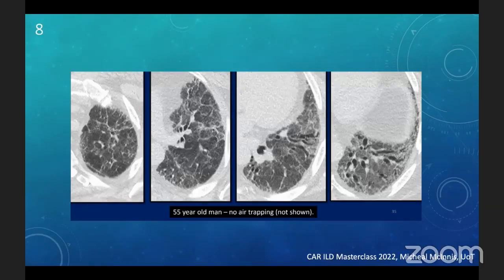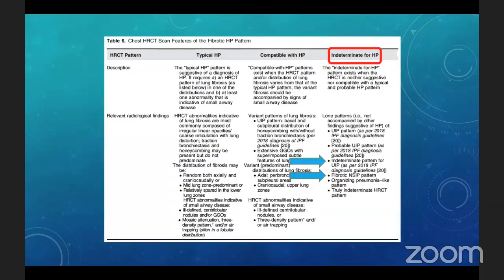The patient is a known case of dermatomyositis, and therefore this is a fibrotic NSIP pattern. So it is indeterminate for HP, and it's indeterminate by itself, suggests an alternative diagnosis. And in the scenario, it was a fibrotic NSIP pattern.